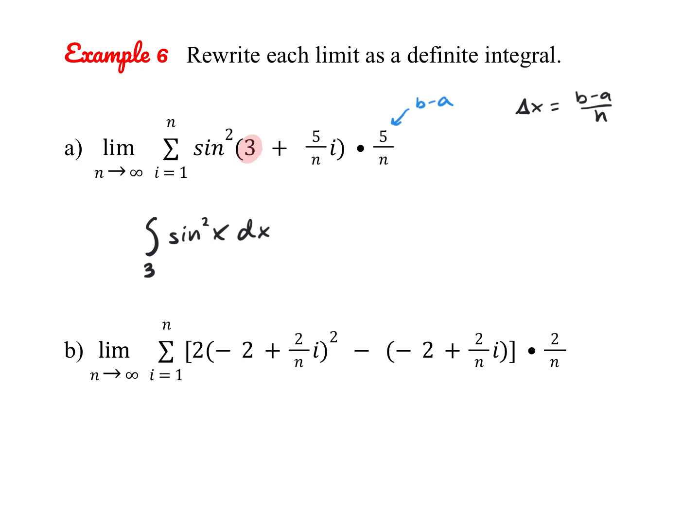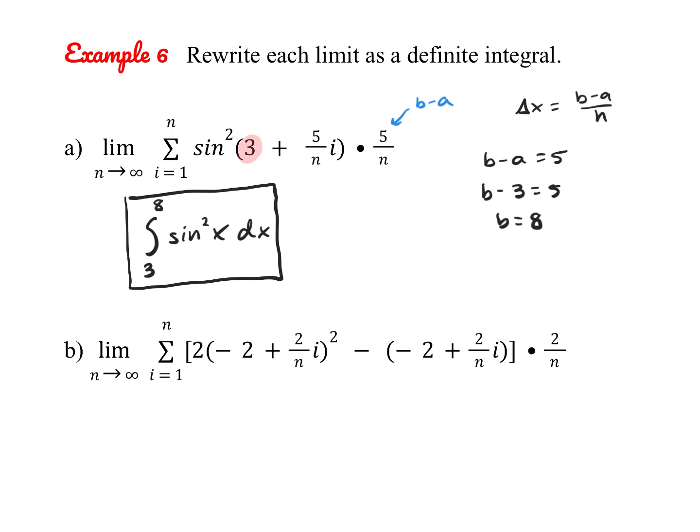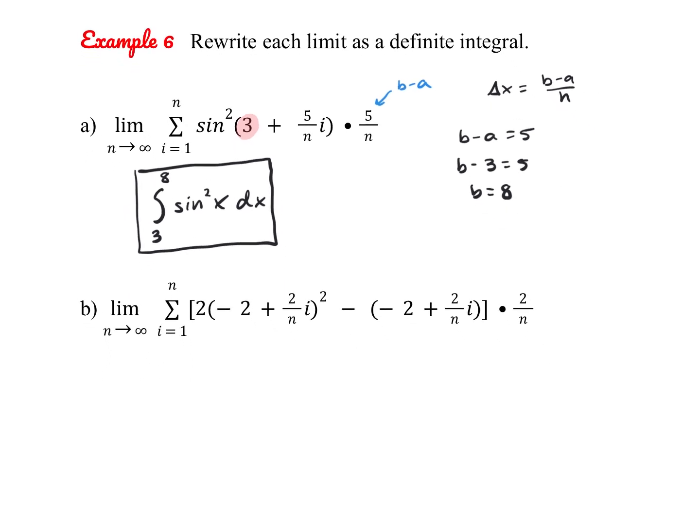So we know that 5 right here is just b minus a, and we know that a is 3, so we can set up a little equation if you want. We say b minus a equals 5, b minus 3 equals 5, so b must be 8. Or you could say, hey, if this is the lower boundary, and this is the difference between the upper and the lower, then it must be 3 plus 5, which is 8. So we can use this expression and this to determine a and b, and then here we have our definite integral. So I think when you look at the limit of a Riemann sum, it can look a little bit overwhelming, but if you know the specific parts to look for, it's actually not too difficult to go from this form to this.